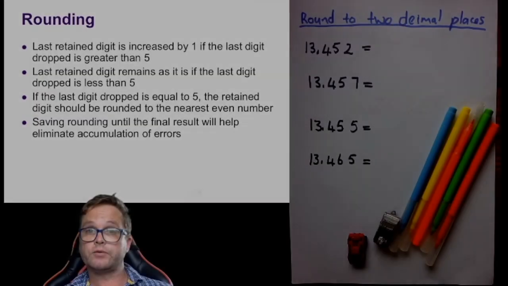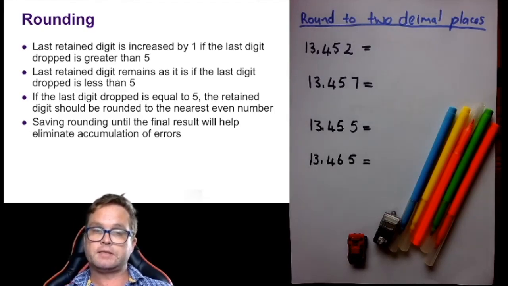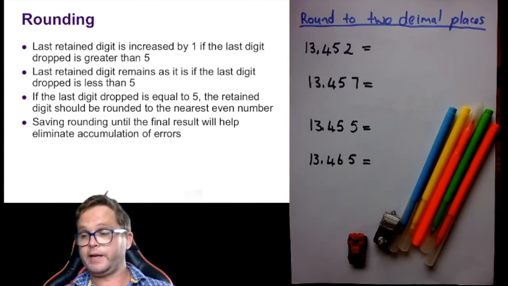In our chapter, we're going to look at the rules for rounding. The last digit retained is increased by 1 if the last digit to be dropped is greater than 5. The last digit remains as it is if the last digit dropped is less than 5. So the first 2 points are: if the number to be dropped is greater than 5, we round off up, whereas if it is less than 5, we leave it as it is.